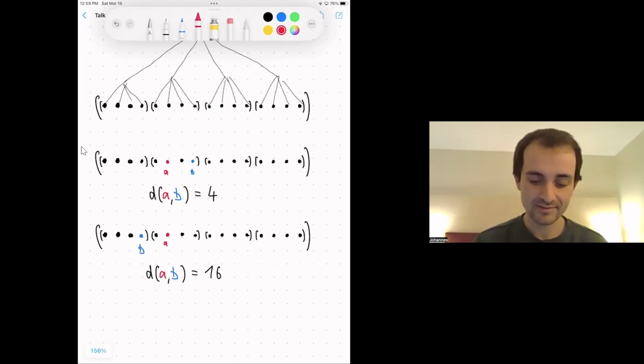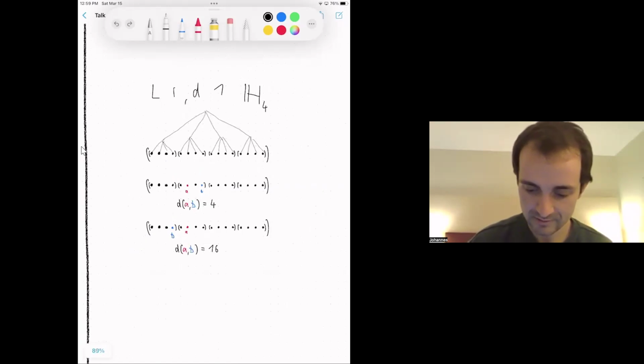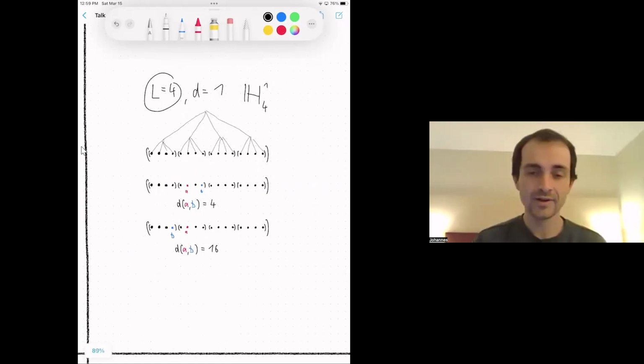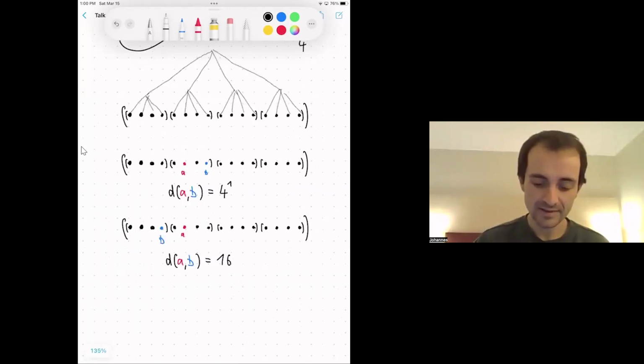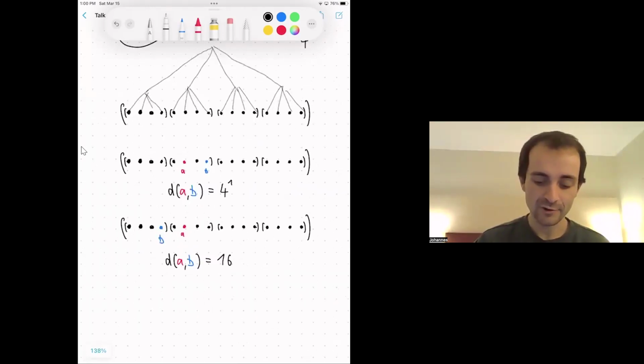For example, here A and B, the side length is 4, and they're in the same first level. So the distance is just 4 to the power 1. Here A and B are not in the same first level, but in the same second level. So the distance is 16, which is 4 to the power 2.